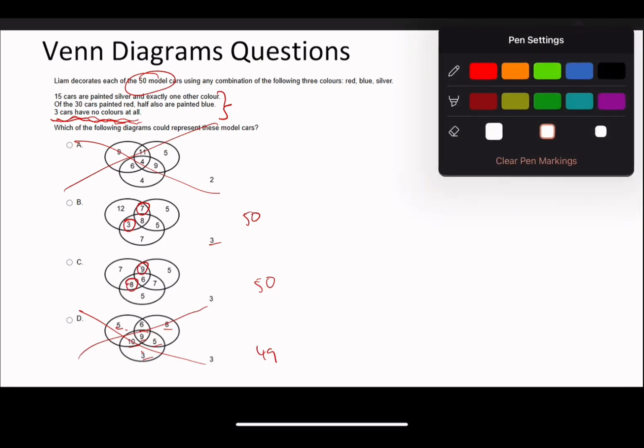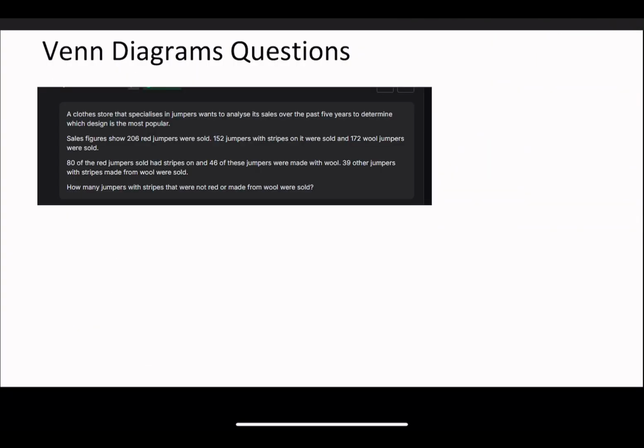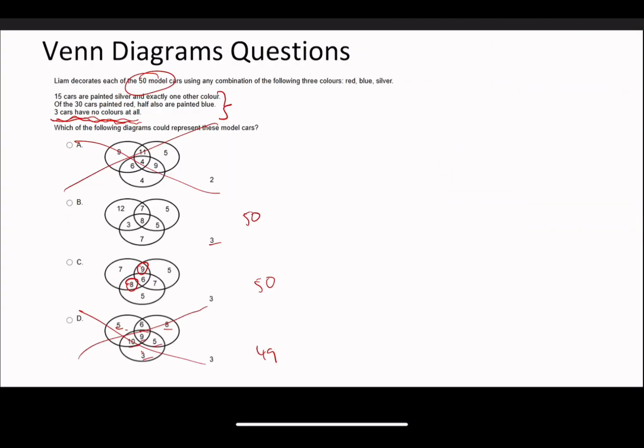Do you see? Because obviously I'm not sure where silver is. That's why I have to try it for each one. So this adds up to 10. That's wrong. This adds up to 12. That's wrong. This adds up to 8. That's wrong. Okay, so it's not going to be B. So I can be comfortable my answer is C.